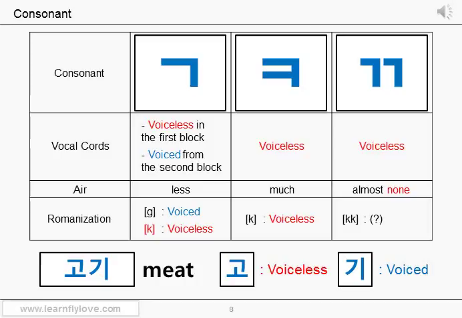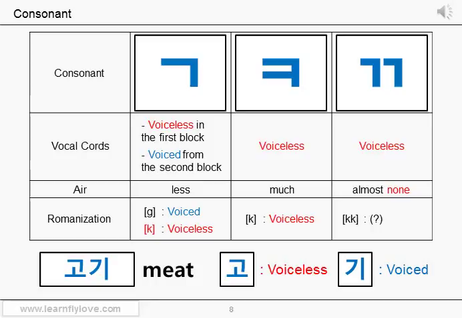K. K. Okay? K. K. And K. K. And G. G. Again, G. G. And K. K. And G.